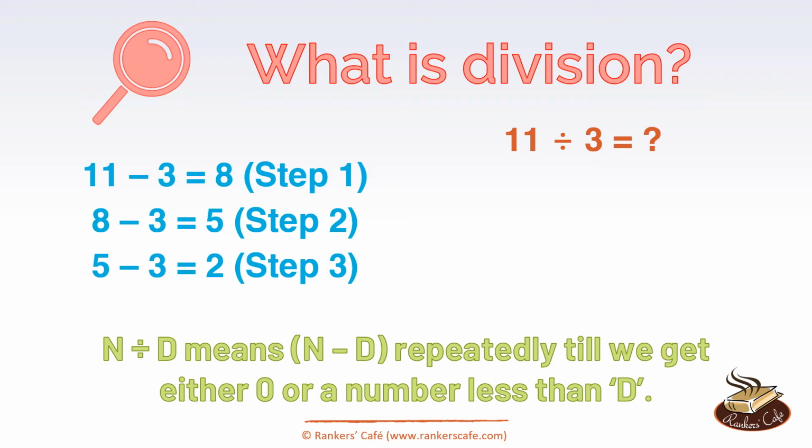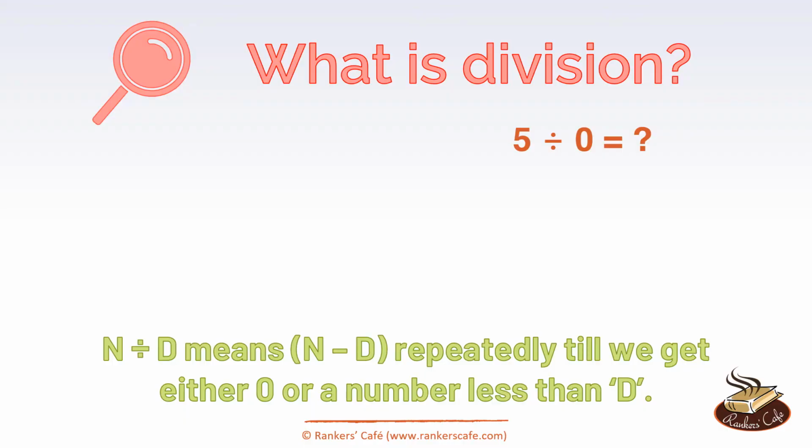Now we have got 2, which is less than 3. Therefore, we stop our operation at this point because we cannot further subtract 3 from 2. We have arrived at our result in 3 steps. So the quotient is 3 and the final number that we have obtained is 2. So our remainder is 2. So 11 divided by 3 gives a quotient of 3 and a remainder of 2.